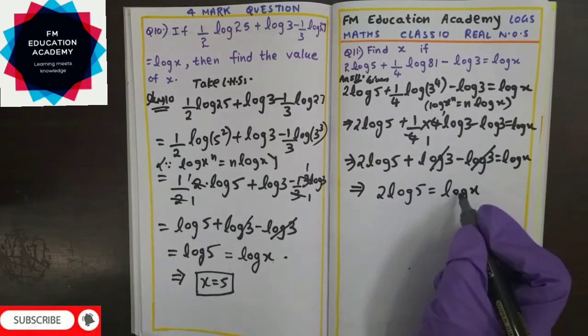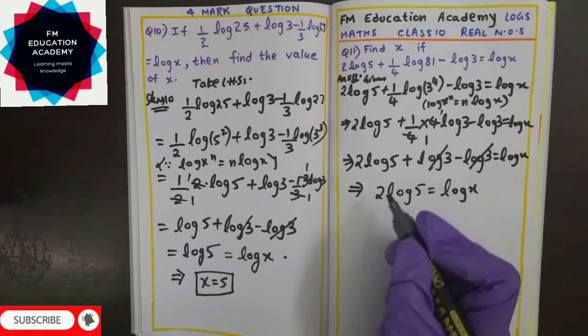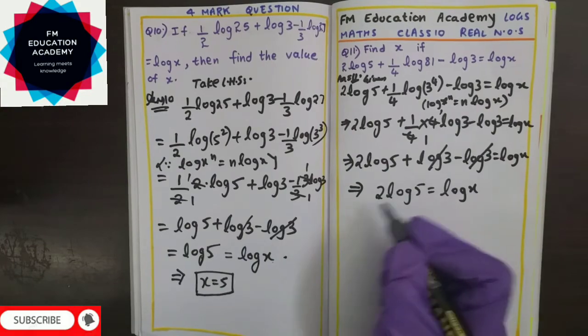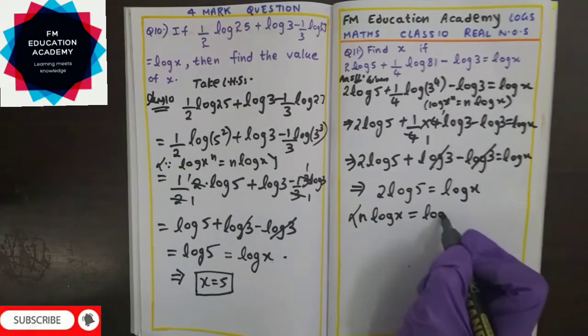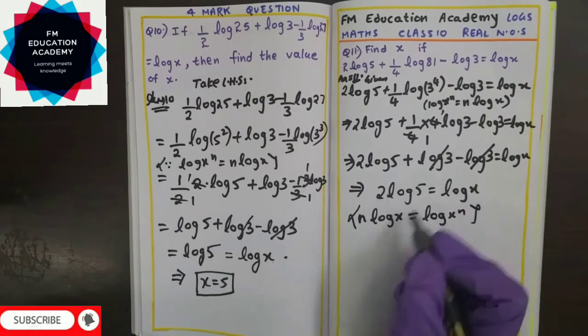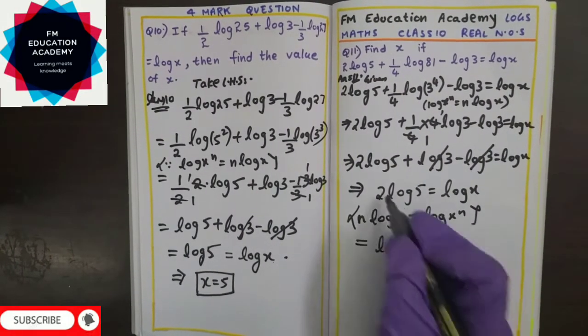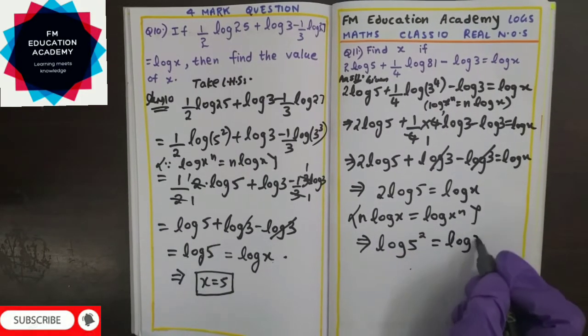But here I am given in terms of log x. That is, here I have to write log of some number. So what I can do is, if I compare this with the formula n log x, this is in the form of n log x. We know n log x is log x power n. So write it in terms of log x power n, convert it. So log x here is 5 and n here is 2. So log 5 square is equal to log x.